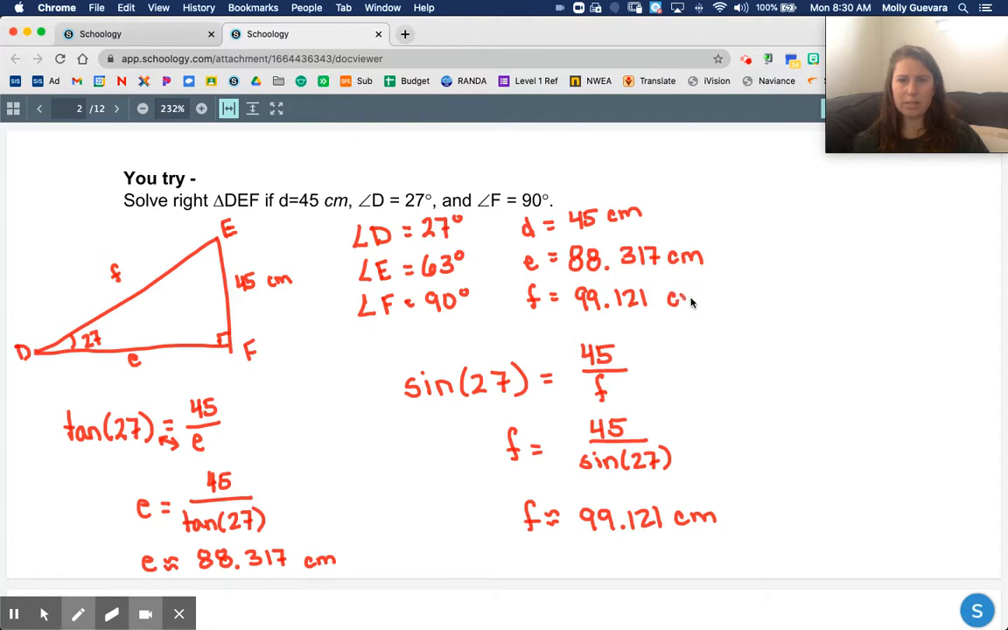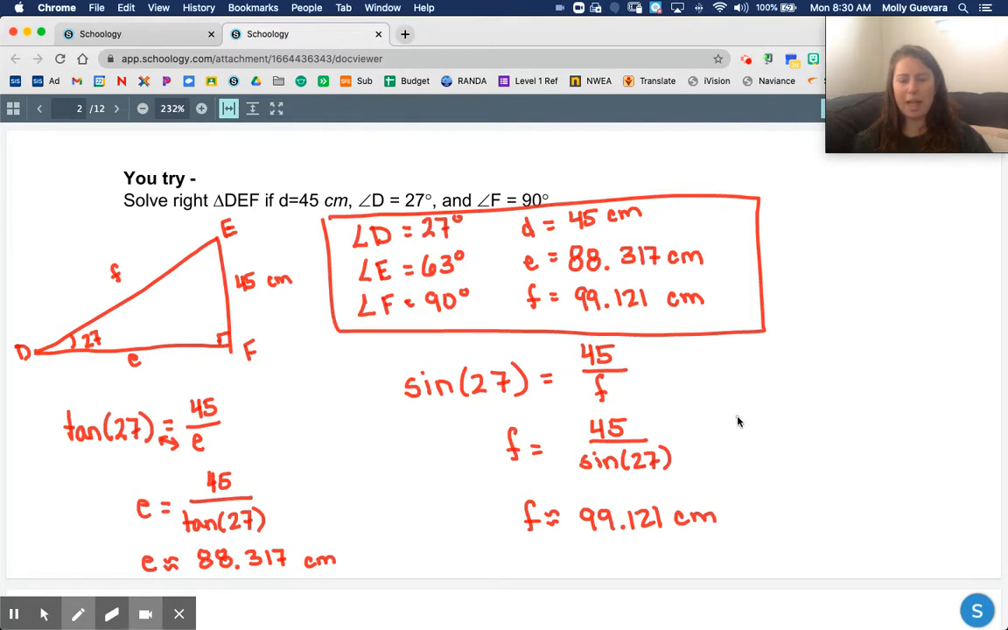99.121 centimeters. And again, because it's asking me to solve the triangle, it wants all pieces. So there I have all 6 pieces of my triangle. So hopefully that is making sense. Again, just using SOHCAHTOA because these are right triangles.